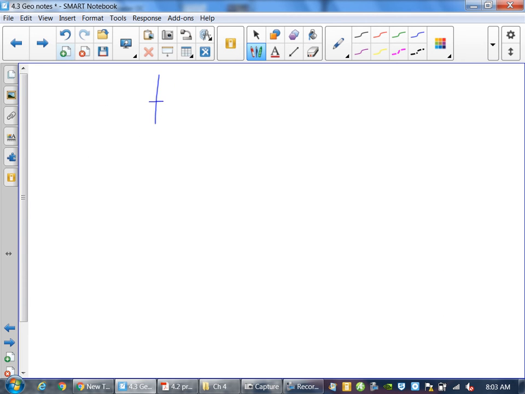Last one we're talking about today. The very last one I'm going to talk about today is called hypotenuse leg. What kind of triangles have a hypotenuse? Right triangles.